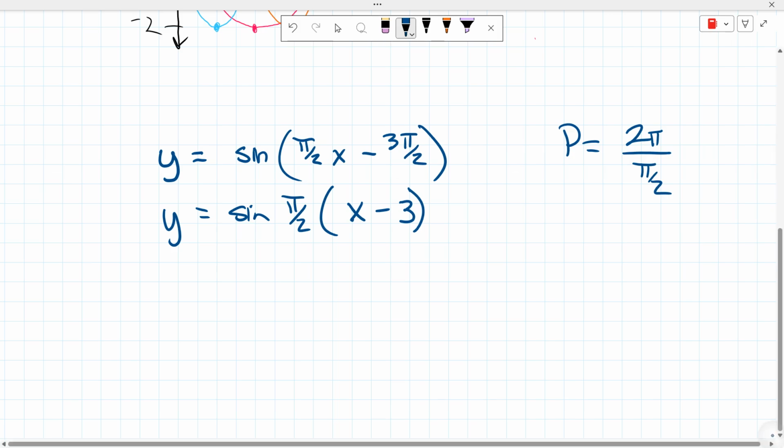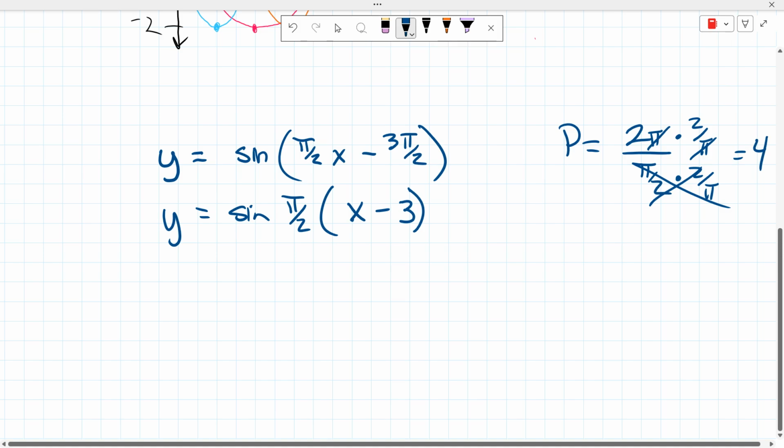Yes, because we have a complex fraction here. So we multiply by 2 over pi on the top and bottom to cancel out my bottom. The pi's cancel. 2 times 2 is 4.